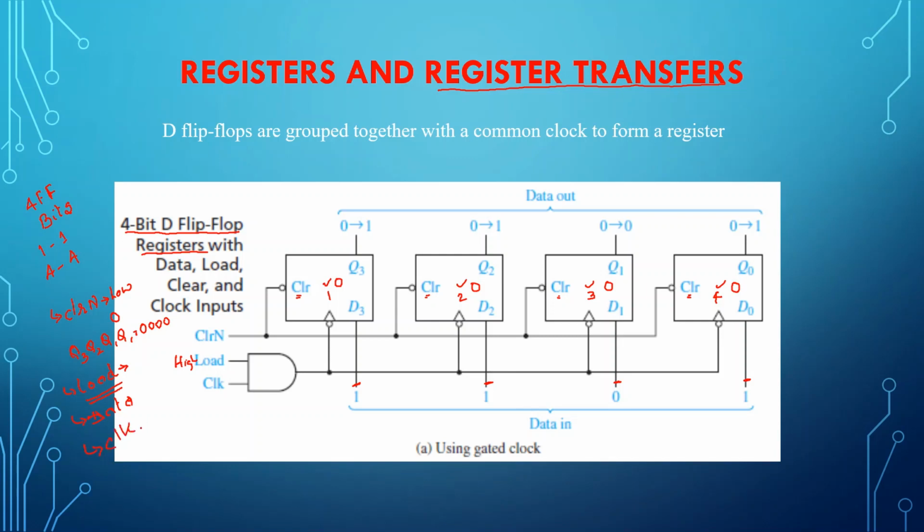After you give the clock input, the data that has been given at these flip-flops will be absorbed by them, and the data 1101, which was present at the input side, will be loaded into the flip-flops. After some time, if you go and check the output, Q3, Q2, Q1 and Q0, the output will be 1101. This is how you load the data into the registers.